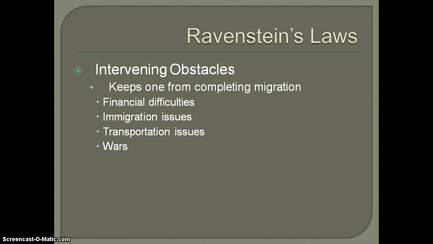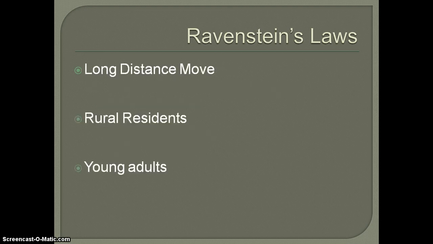They might run into transportation issues. They may not be able to afford the transportation. Their car may break down, any of those types of things. There might be wars in between themselves and the next place where they're going. And again, there's any number of things. These are just a couple of examples of what might be considered intervening obstacles in migration.